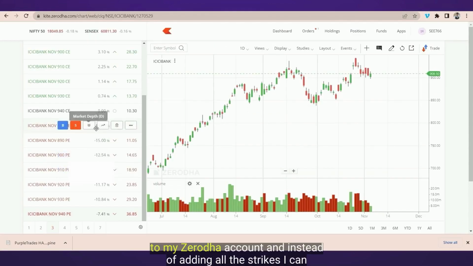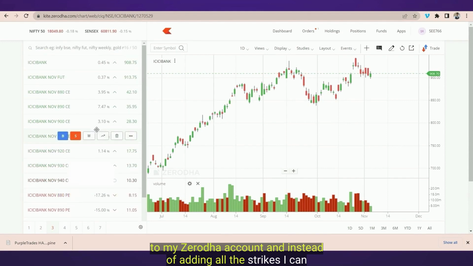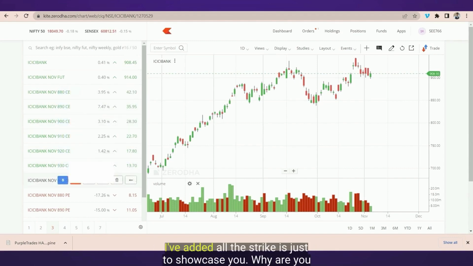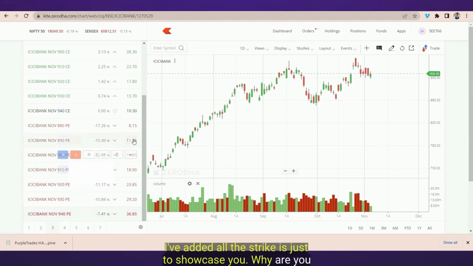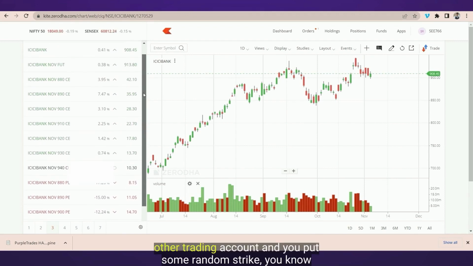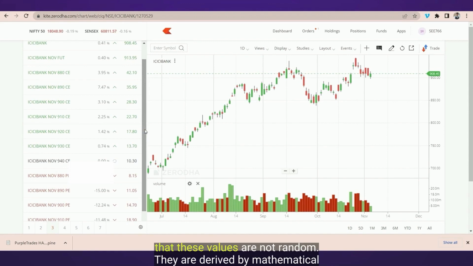So I'll go back to my Zerodha account, and instead of adding all the strikes, I can just keep those strikes that I wish to trade in. But the reason I have added all the strikes is just to show you why you are seeing these values. So next time when you open Zerodha or any other trading account and you put some random strike, you know that these values are not random, they are derived by a mathematical formula of intrinsic value plus extrinsic value.